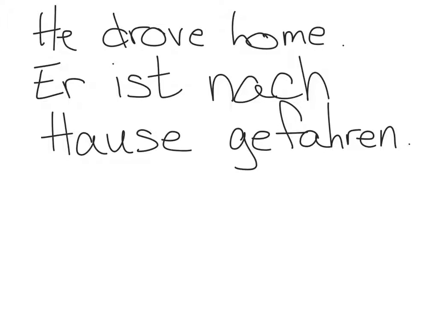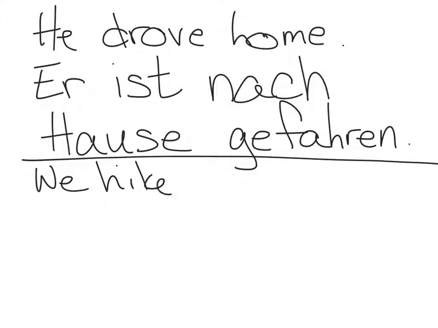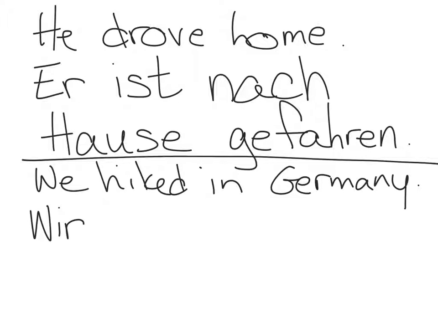Let's do 2 more of those. We hiked in Germany. What's the verb to hike? Wandern. Good. Do you change locations when you hike? Yeah, you do. Okay, otherwise you're standing in one spot. All right. So, start me off. What's your first word? Wir. Are we going to use haben or sein? Sein, because we just said we changed locations. How do you conjugate sein for wir? Sind. So wir sind.